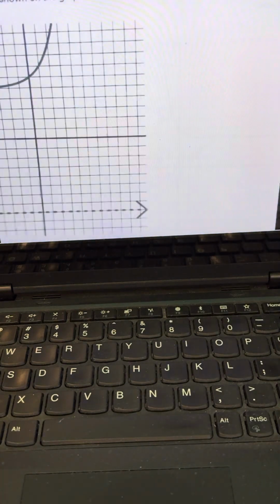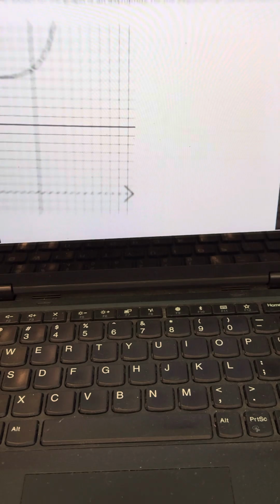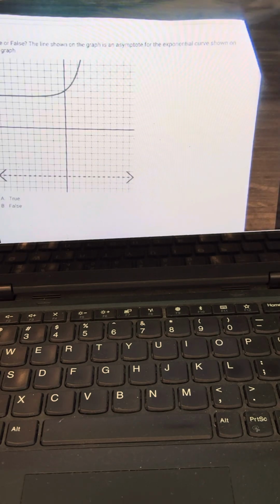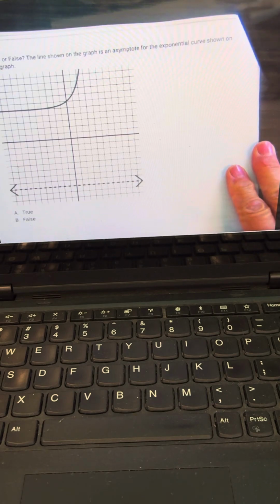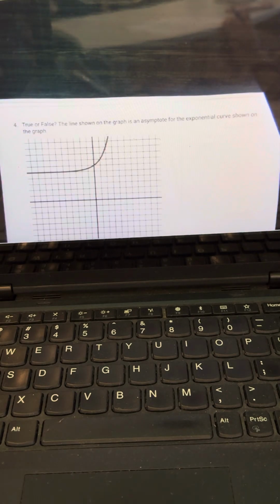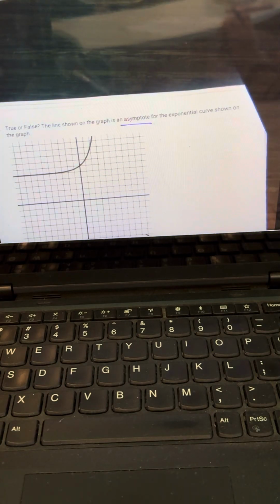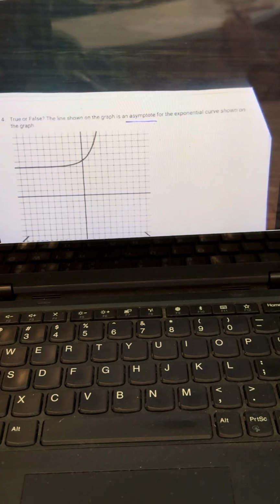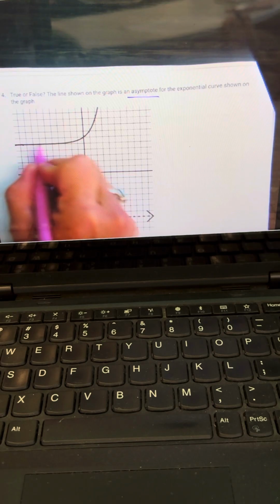Number 4. Okay. So, true or false? The line shown on the graph is the asymptote. And so now we can see how to spell it. Asymptote for the exponential curve on the graph. So the asymptote is where it gets close to but never crosses. So that would be right here.